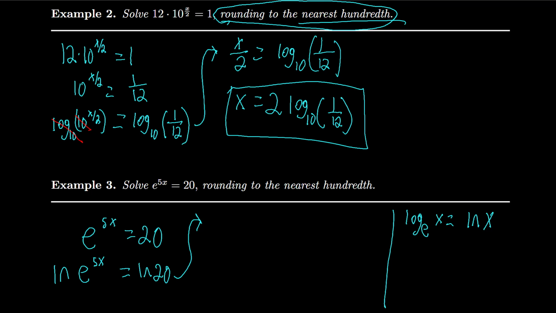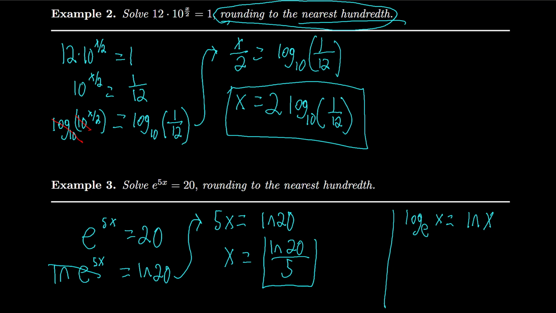The natural log of e to the 5x, those cancel. You're left with just 5x on this side, equals the natural log of 20. The natural log of 20 is just a number. It's a ridiculous number, but it's just a number. Now all we have to do is divide by 5. So x equals the natural log of 20 divided by 5. If you type this into Desmos, it will give you a number. Round it to the nearest hundredth and type that number in, and you'd be done, if this was the problem.